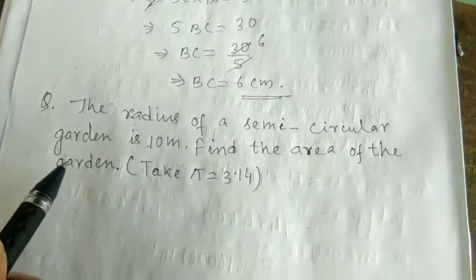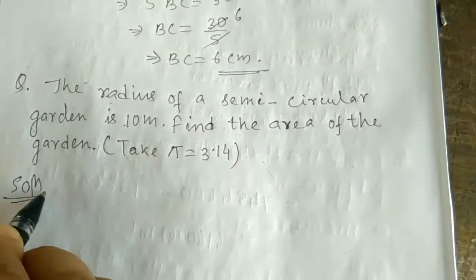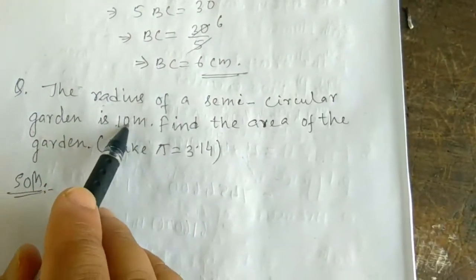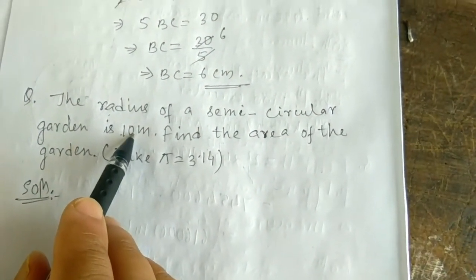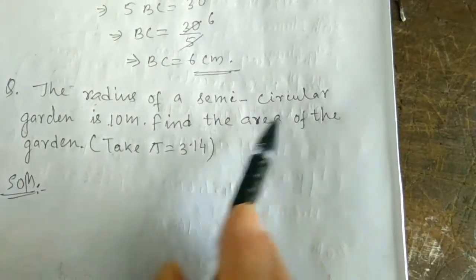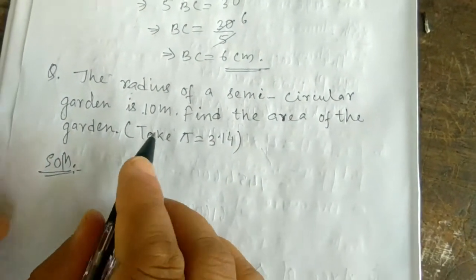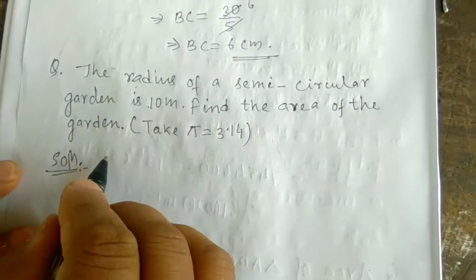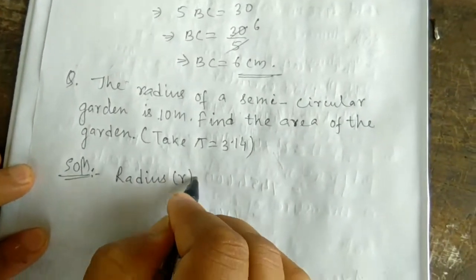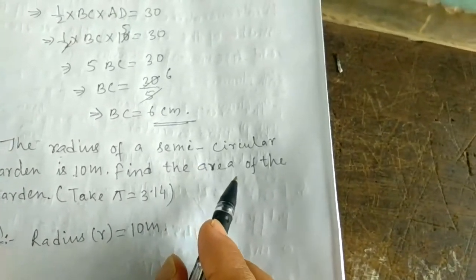So today this is the last question. The rest we will do tomorrow. Solution. The radius of a semicircular garden is 10 meter. Find the area of the garden. Take pi equal to 3.14. So semicircle is given, radius is given. R equals 10 meter. We have to find the area of the garden.